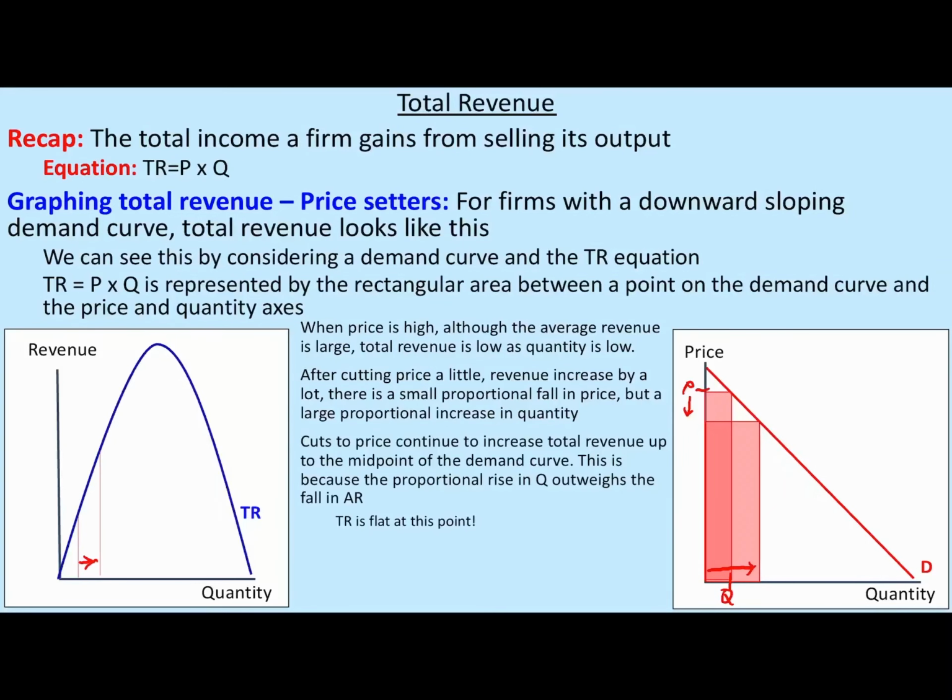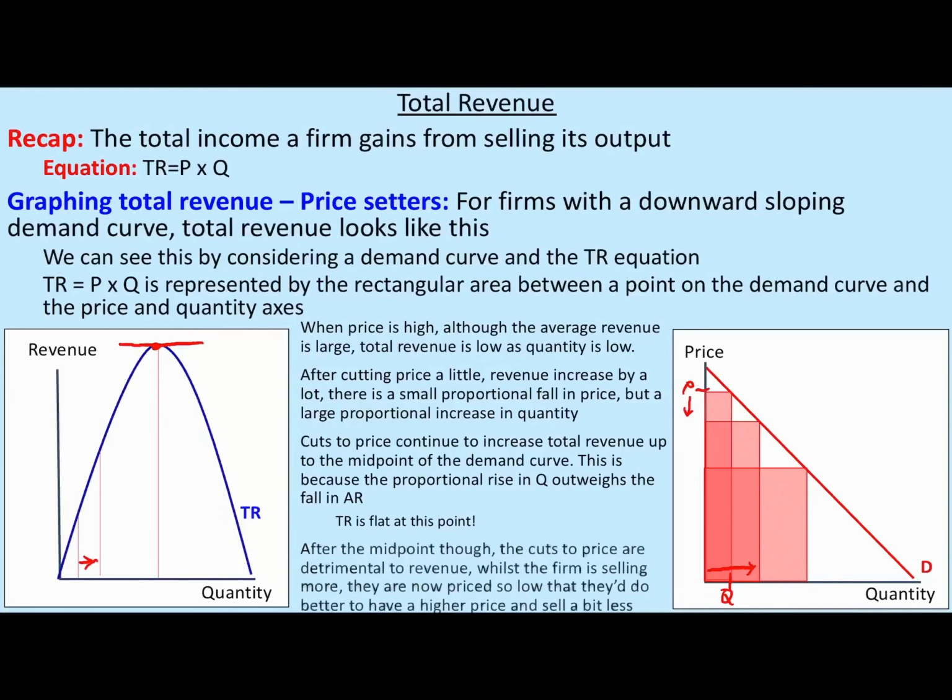Cuts to price continue to increase total revenue up to the midpoint of the demand curve. This is because the proportional rise in quantity outweighs the fall in average revenue, the fall in price. The TR curve is flat at this point, so the gradient of our TR curve at the top is flat. The gradient equals 0.